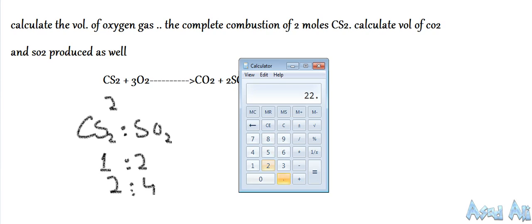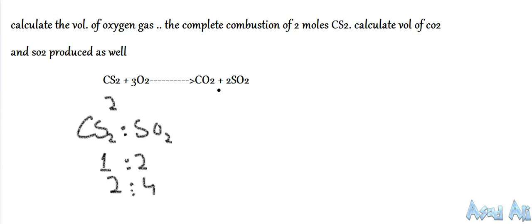Now 22.414 multiplied by 4 becomes 89.6. So the SO2 produced is 89.6 decimeter cube. Now to calculate the volume of CO2 produced, to produce the carbon dioxide, we have now to calculate.